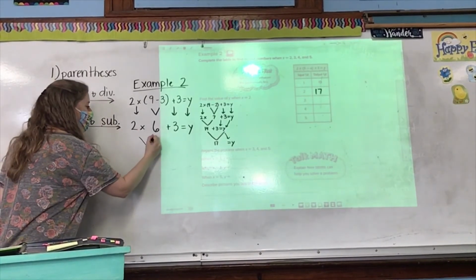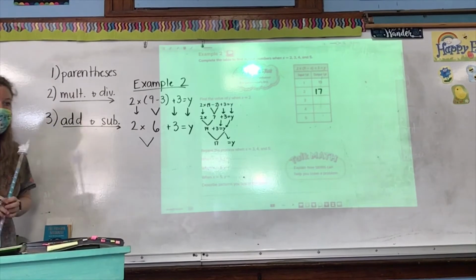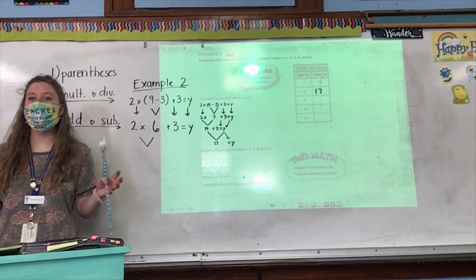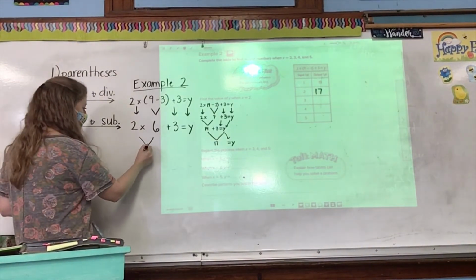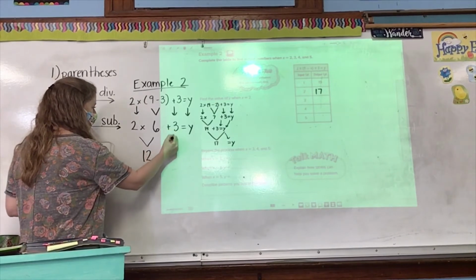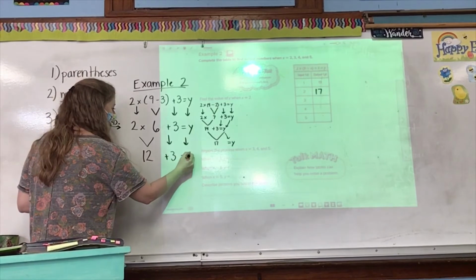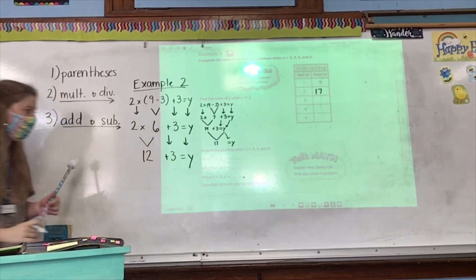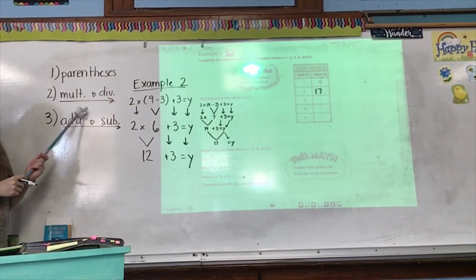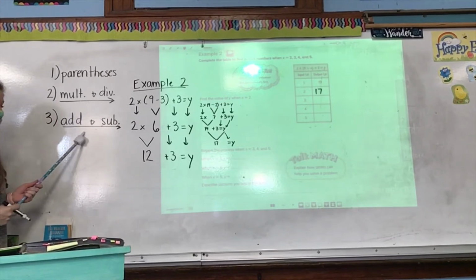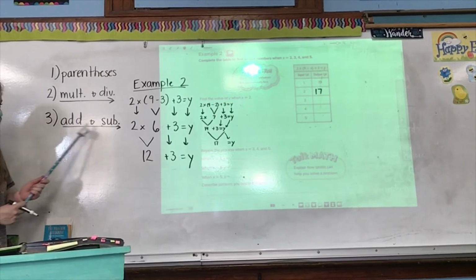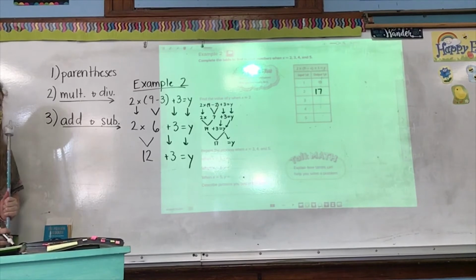We do have some multiplication. Class, 2 times 6 is? 12. Confidence, guys. Some of you are dropping off. Bring down the rest of the equation, and we have 12 plus 3 equals y. We have no more multiplication and division, so let's move to step 3. Add and subtract from left to right.